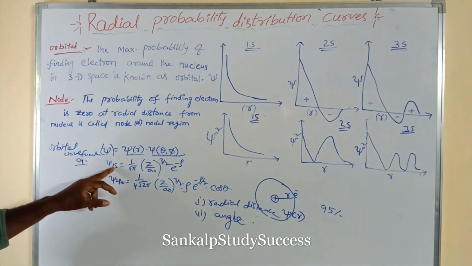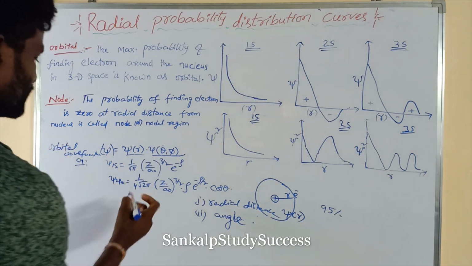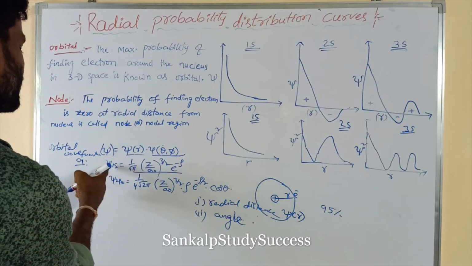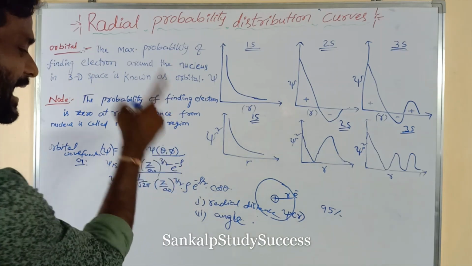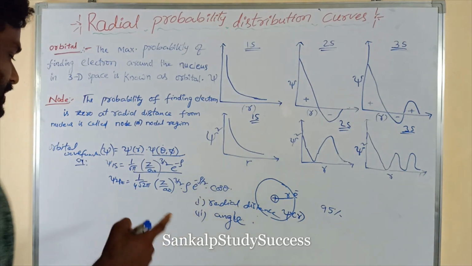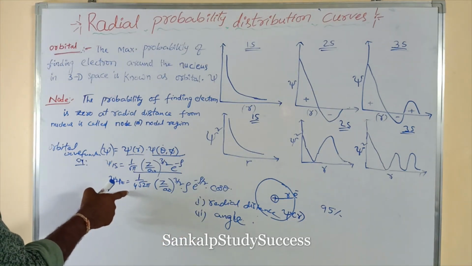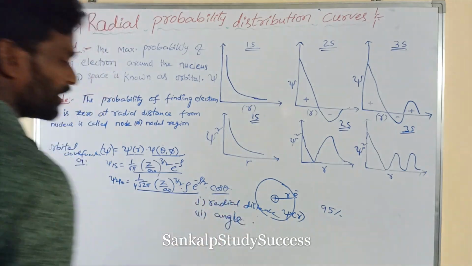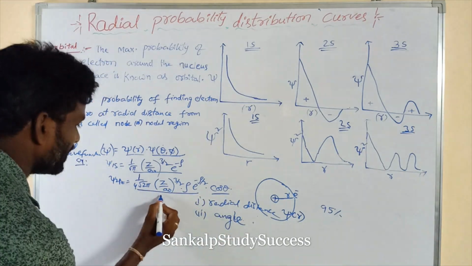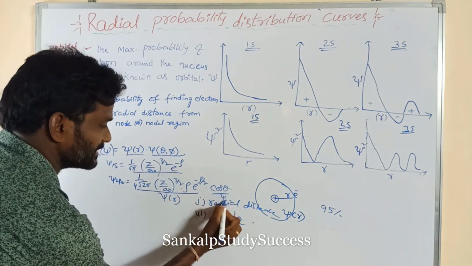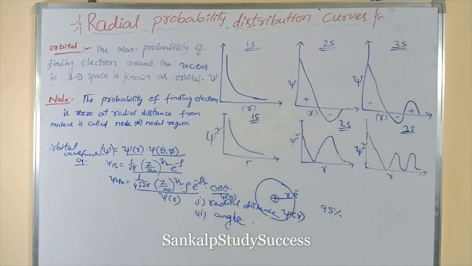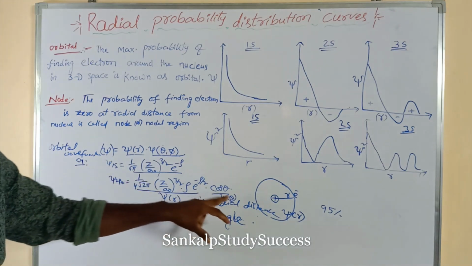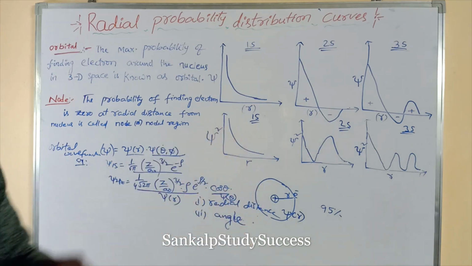For psi 1s, this is the 1s orbital. This is psi 2pz. So here this part is psi r. Psi 1s does not depend upon angle and axis. But the wave function for the 2pz orbital is equal to this. Here it is dependent upon radial distance and also angle. This is said to be psi r, and this is said to be psi theta. That means the orbital wave function psi is dependent upon psi r and psi theta, that means radial distance and angle. Right.